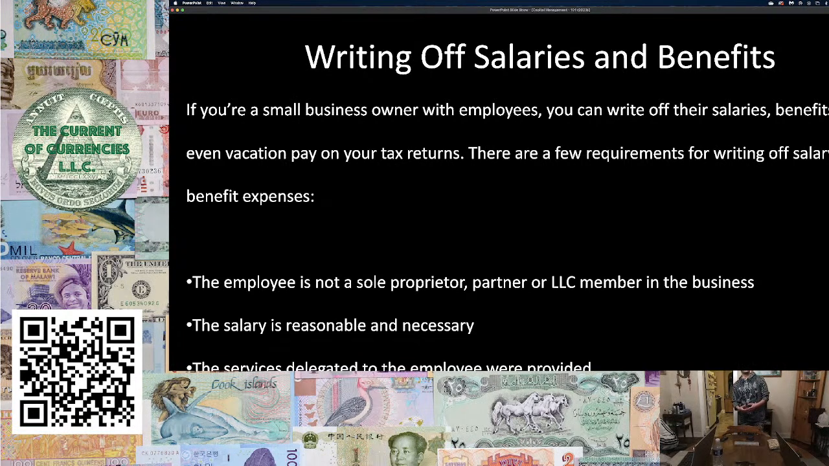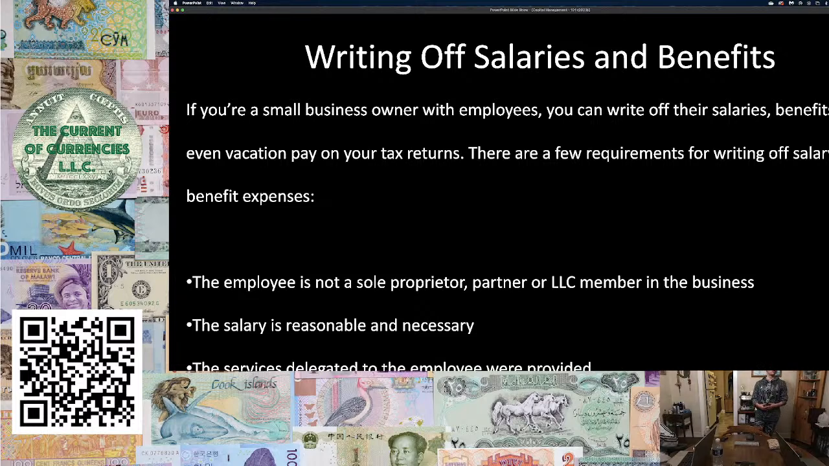The salary is reasonable and necessary. So let's say we pay you $42,000 a year, and you are our number one. Let's say we have a physical therapist firm, and we're all physical therapists. If you are providing a good service and consistency to our firm, we can write you off. It's no problem. And then the services delegated to the employee were provided.